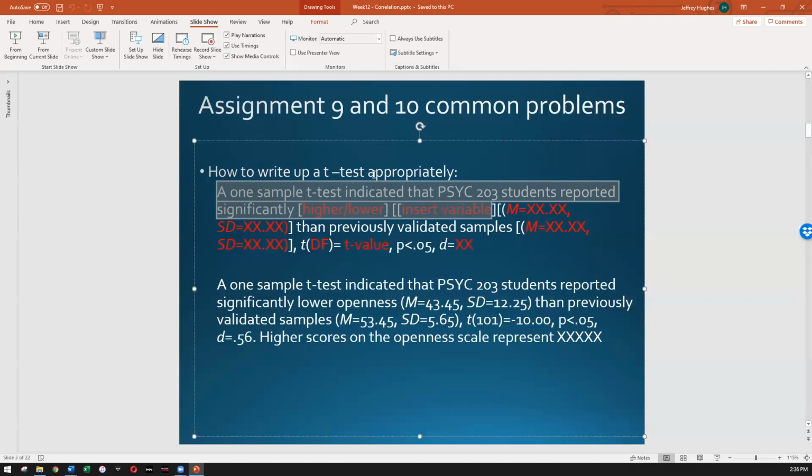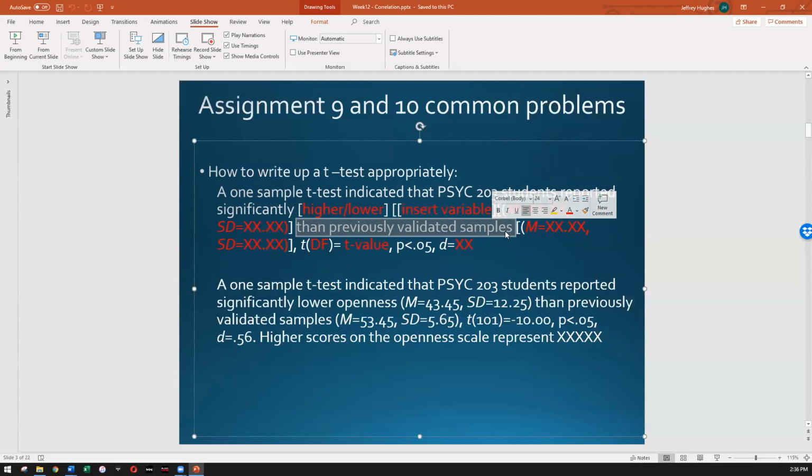So we have, one sample t-test indicated that Psych 203 students reported significantly higher or lower, whatever variable you're using, the mean and standard deviation for that group and for that variable. Then previously validated samples, whatever your other group is. Typically on assignment number 10, I believe it was like previously validated samples or a national representative, whatever it is, the mean and standard deviation for that.